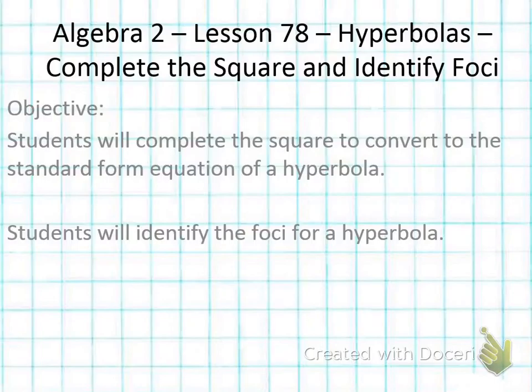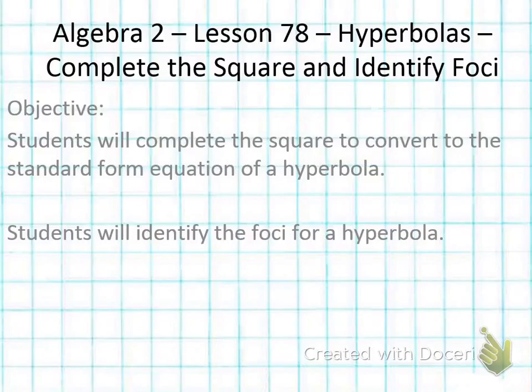Okay, ringing a bell a little bit? A little bit? Okay, so that's what we did Friday. Now we're going to use completing the square to convert the equation into standard form for a hyperbola. So this is exactly what we did for ellipses maybe 3 or 4 lessons ago. Okay, but now we're going to do it for hyperbolas.